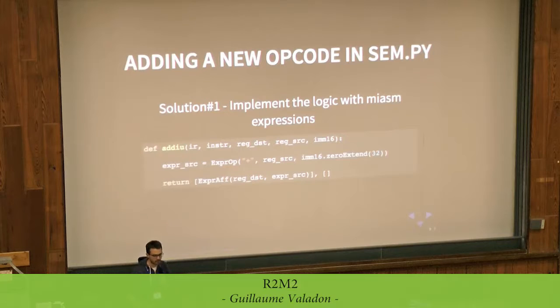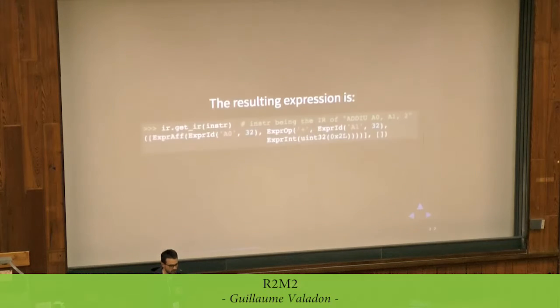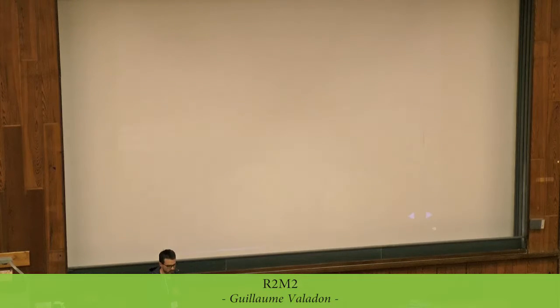If you want to tell Miasm how to execute and give the semantics of the instruction, you have two choices. Do it the hardcore way, writing Miasm expressions, and you don't want to do that. Or you can use this wonderful feature called SemBuilder, so you can just define your Python function, your add instruction, adding a source register to an immediate and putting that back into the destination. If you execute it with Miasm, you have your Miasm expression. That's really powerful, and there's not much to do on my side.